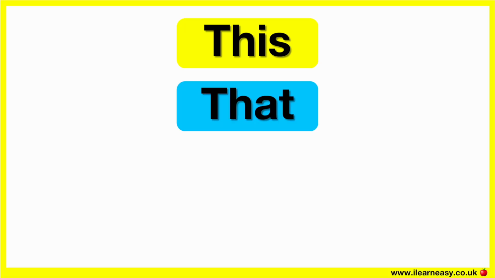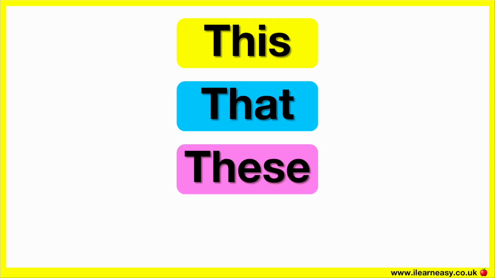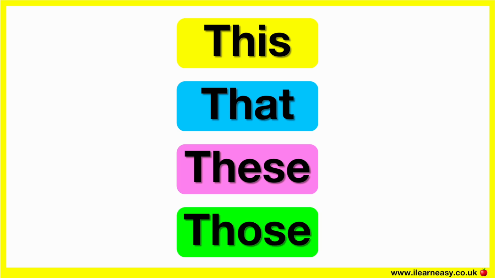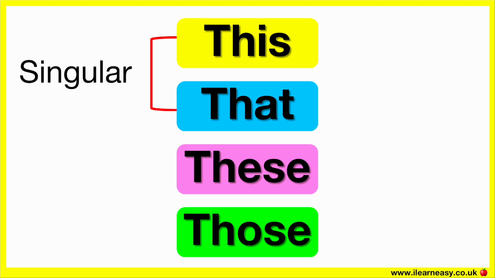This, that, these, those. These are demonstratives. Demonstratives are used to point to specific people or things. This and that are singular. These and those are plural.